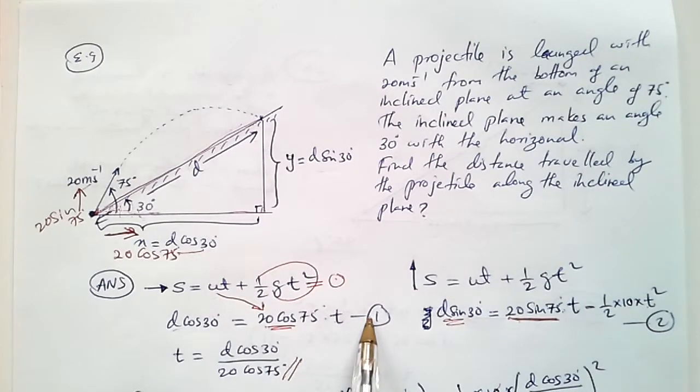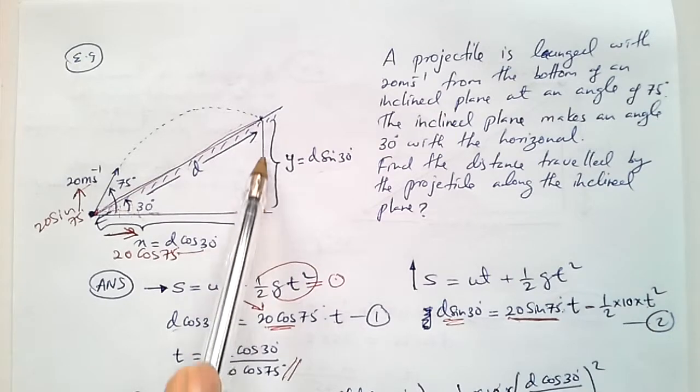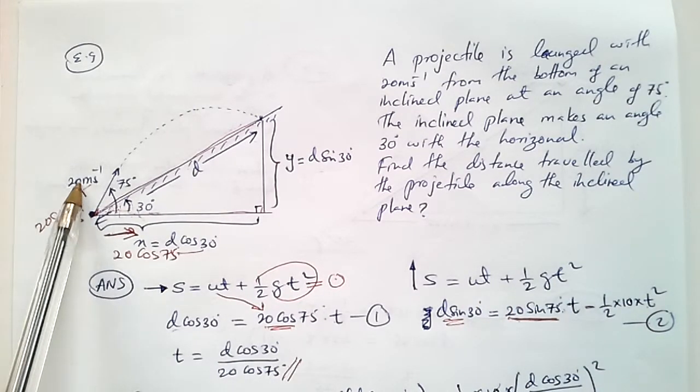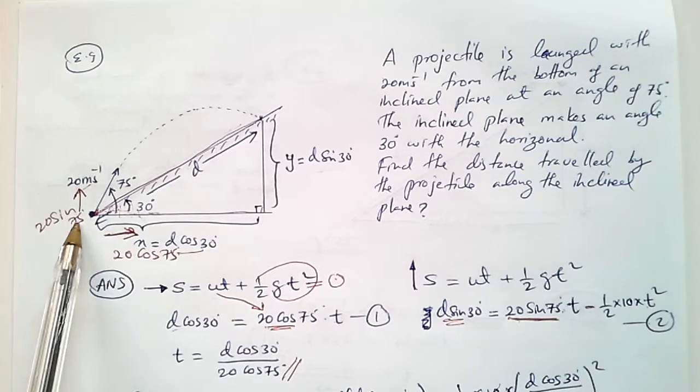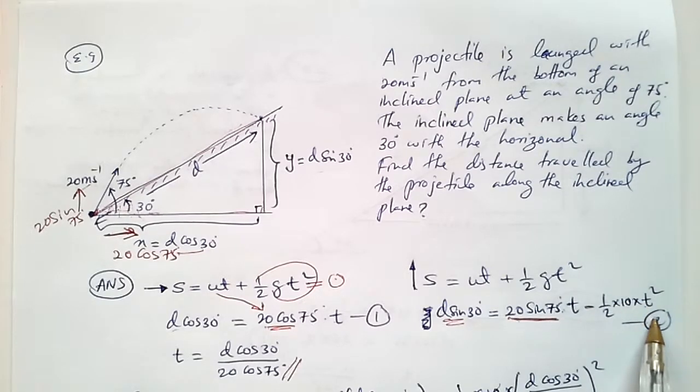So this is my first equation, and for the second equation I'm going to use s equals ut plus half at squared in the vertical direction. In the vertical direction, the distance traveled by the projectile is d sin 30, which is equal to ut. The vertical component of velocity is 20 sin 75, so 20 sin 75 into t, and remember this has to be minus because we throw the projectile upward but gravity is downward, so minus half into 10 into t squared. So this is my second equation.